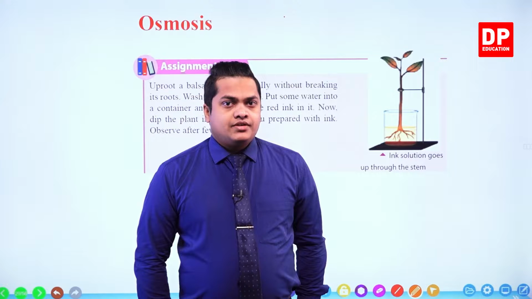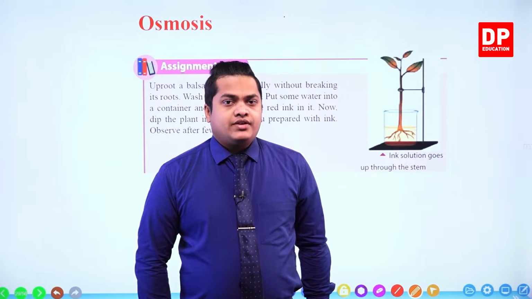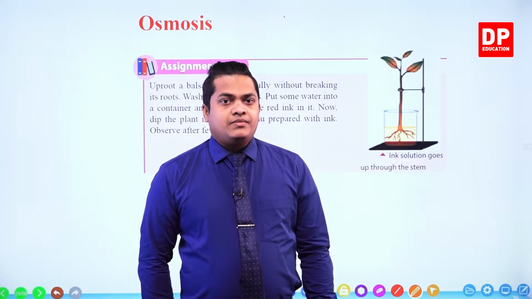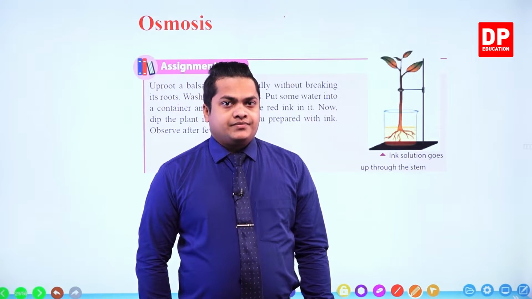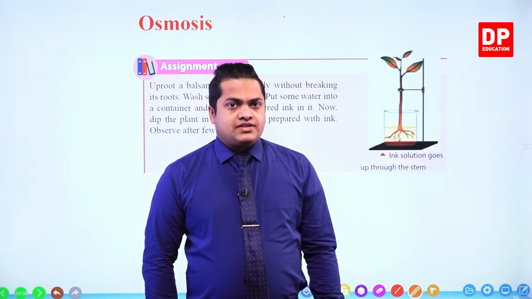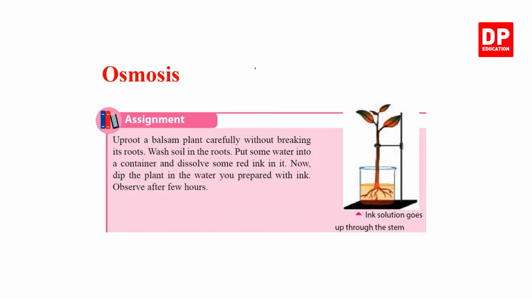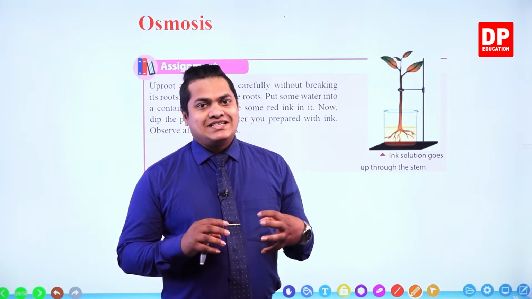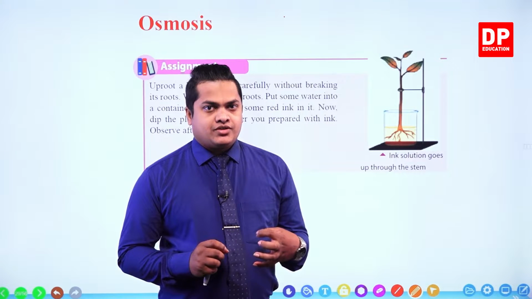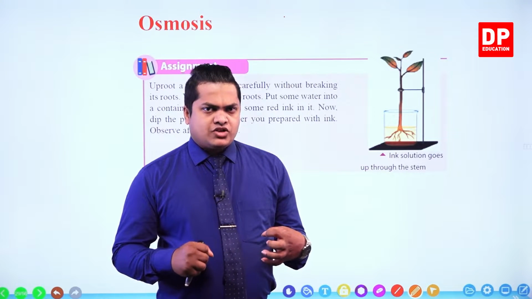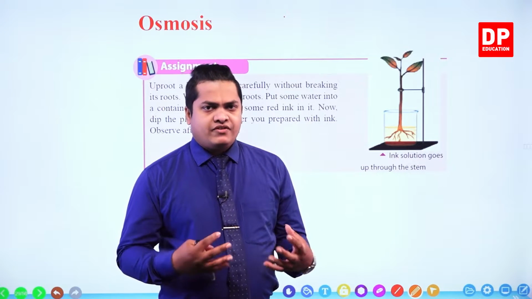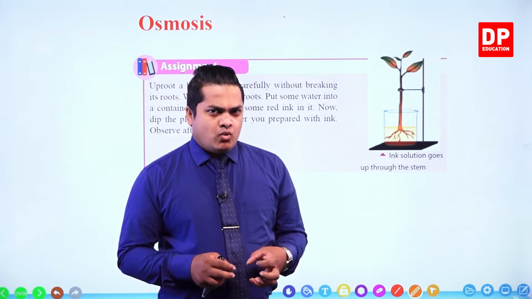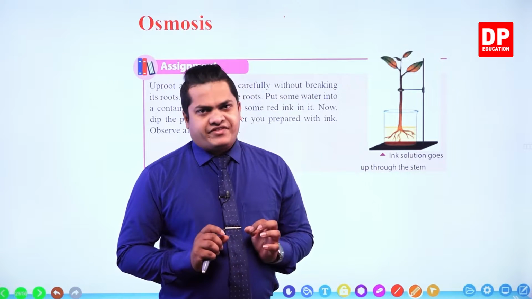Now my dear children, we are going to discuss another main type of transportation method that occurs within a plant. This method is referred to as osmosis. Osmosis is the second method of transportation. It is very similar to the diffusion process. Actually, it is also a type of diffusion. But however, there is a small difference here.